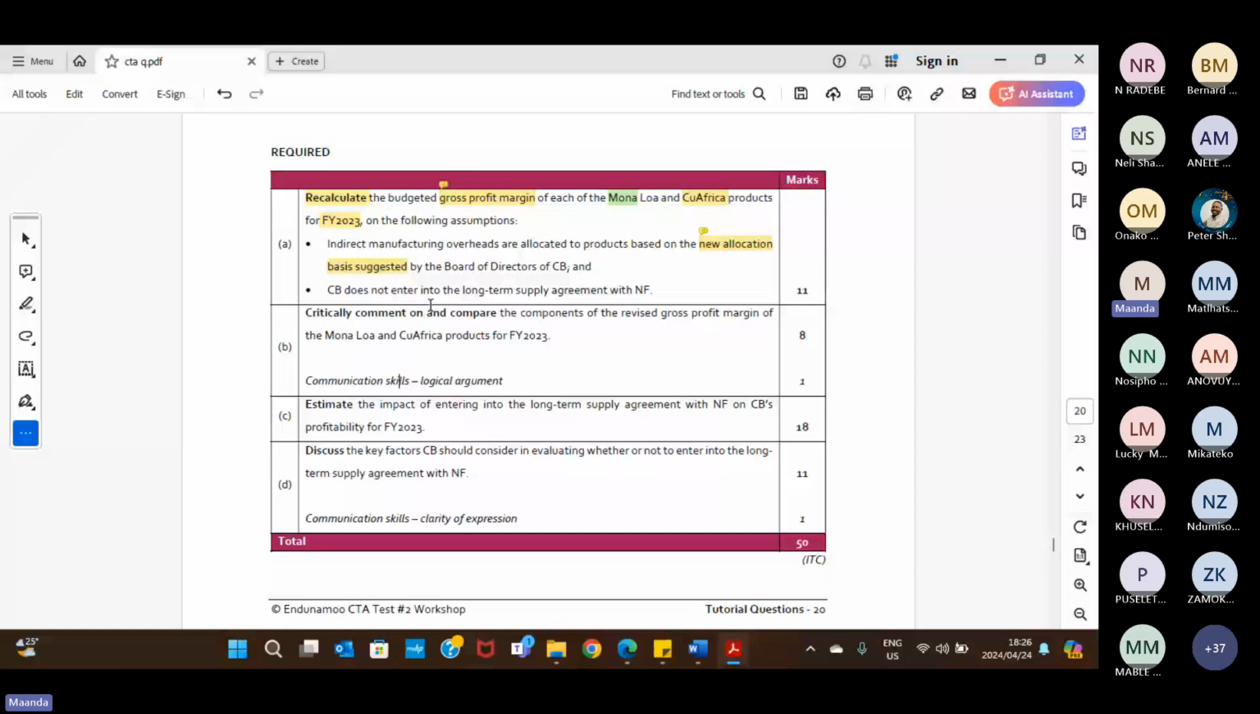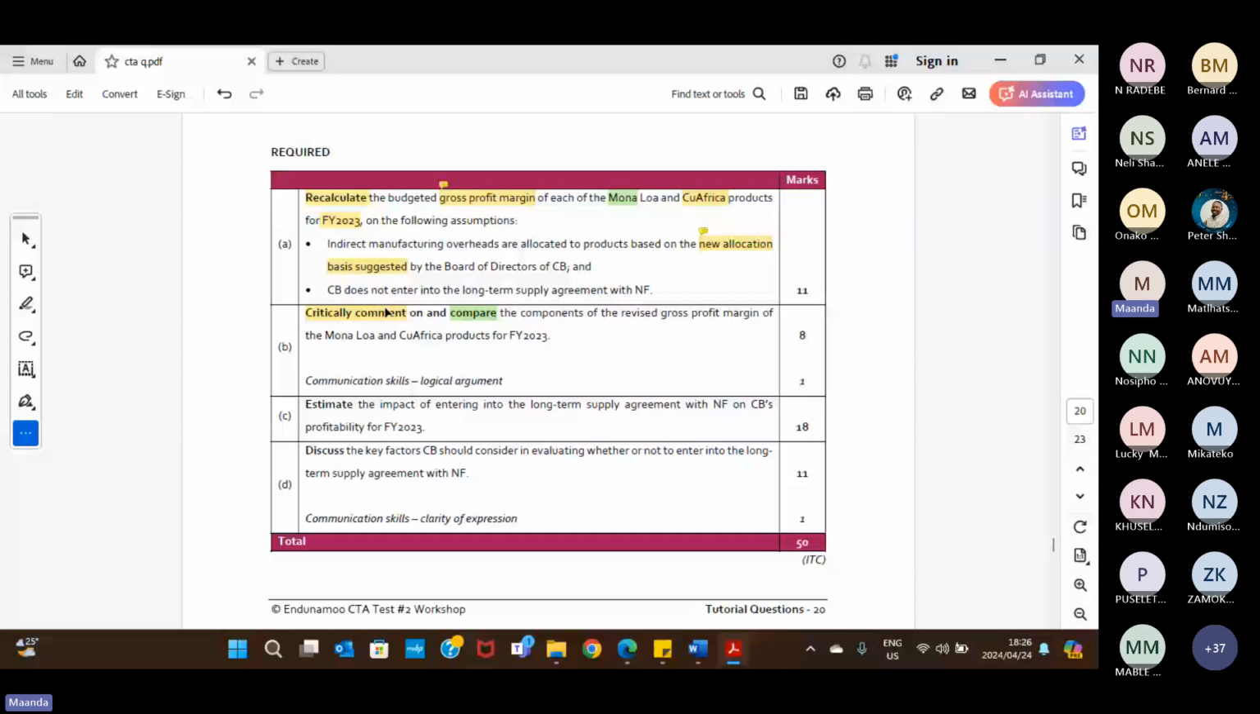So I'm doing two things here. I'm going to comment, and then I'm going to compare as well. So these are two things that I'm going to do. I need to comment and I need to compare. Those are two action words that I need to do, so I'm going to note that. I have to compare and I have to comment.